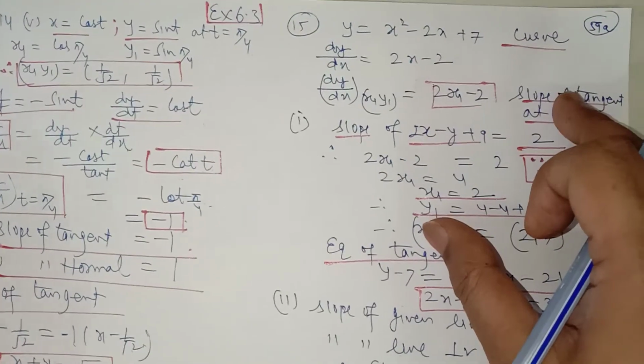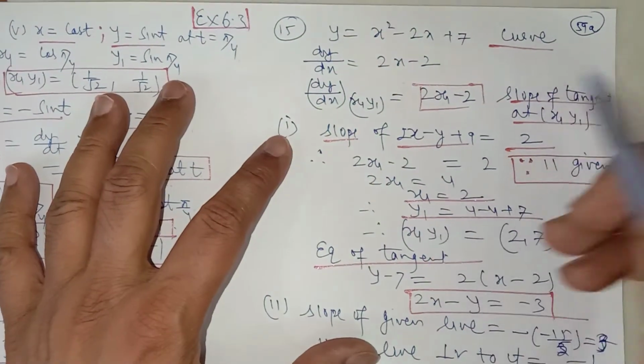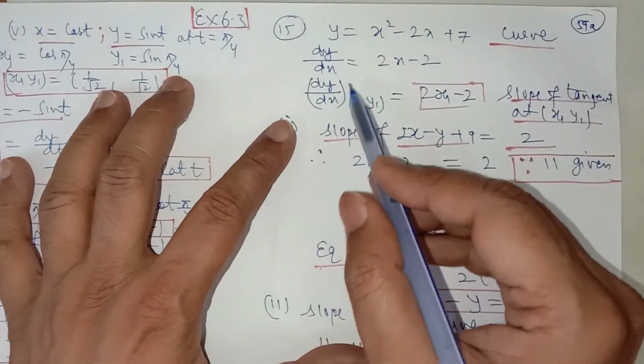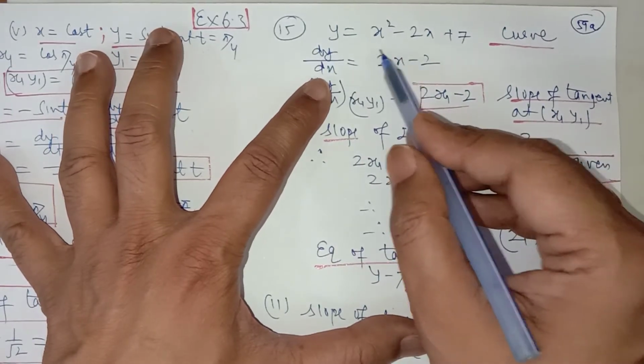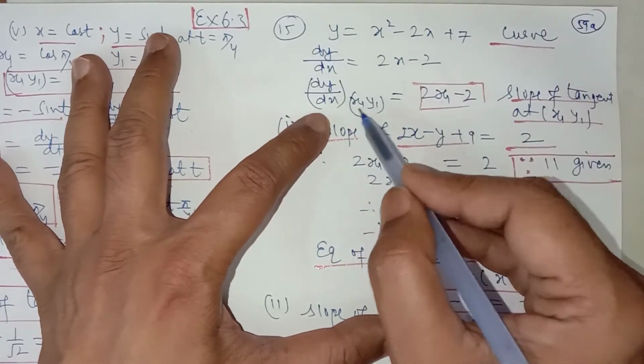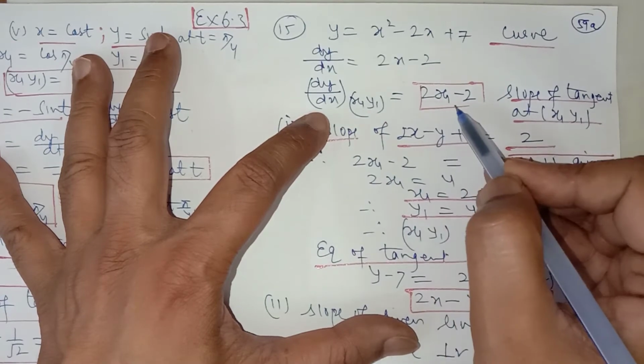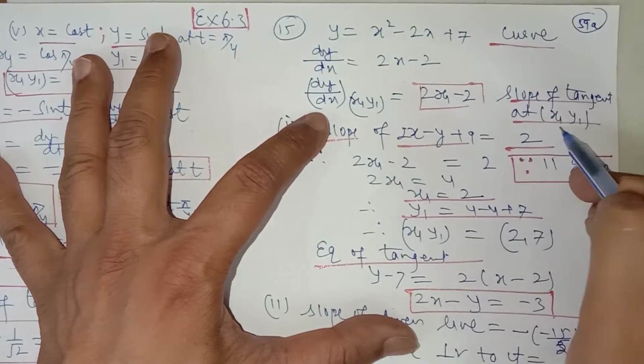Now in question number 15, the curve is given. You can easily find the slope of the tangent by differentiating it as 2x minus 2, and at any point (x1, y1) it will be 2x1 minus 2, the slope of the tangent at the point (x1, y1).